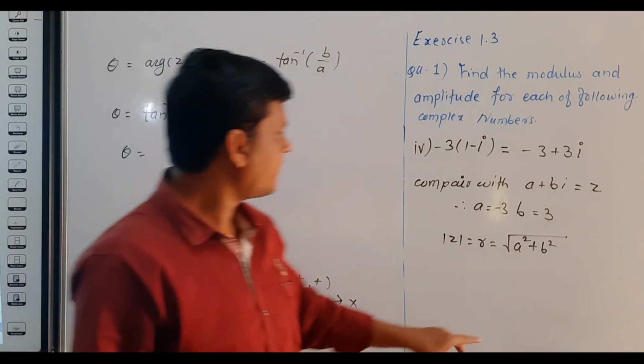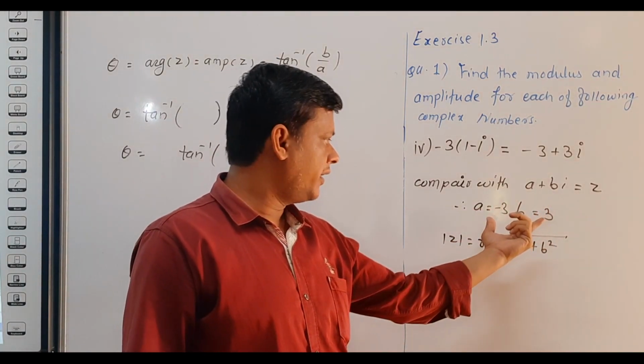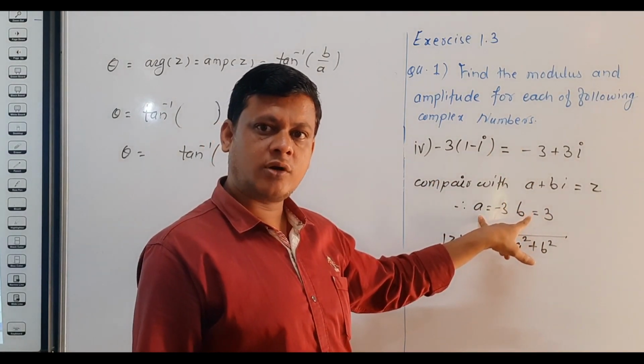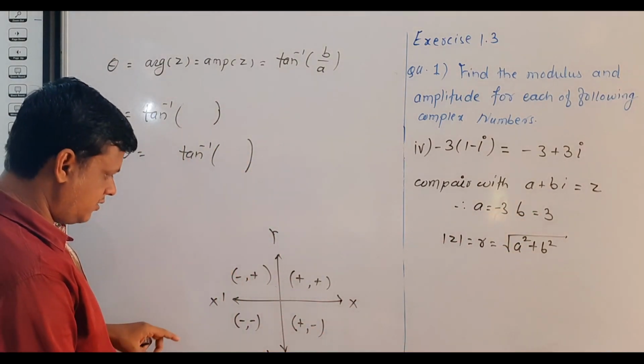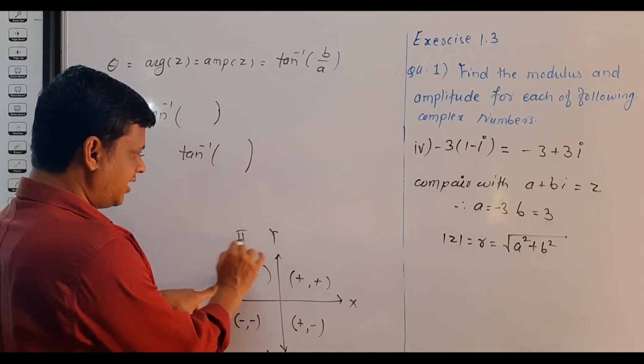So here a equals minus 3, b equals 3. That means when we represent this complex number as an ordered pair, that is in the form of a point, minus 3, 3, that point lies in the second quadrant.